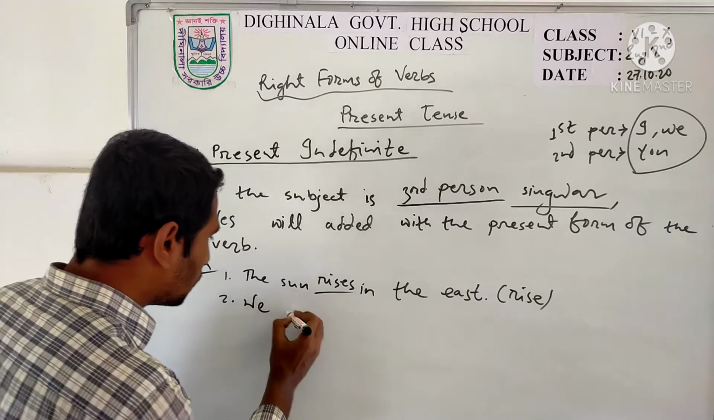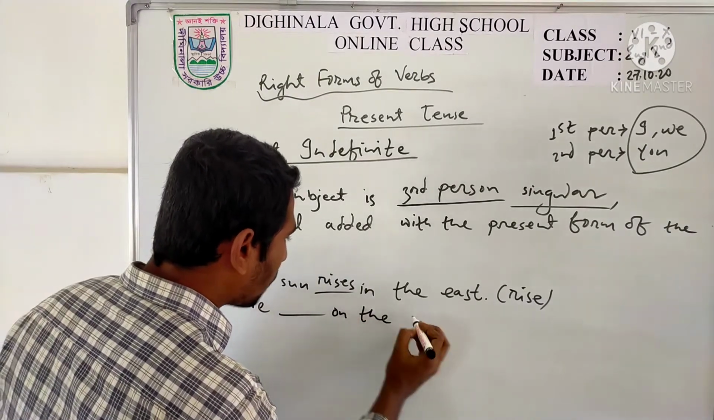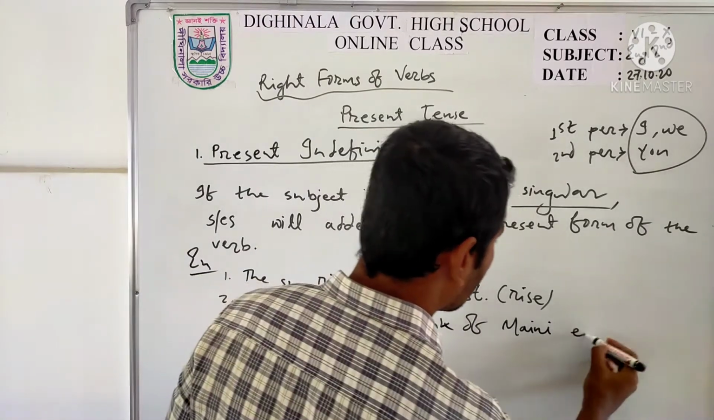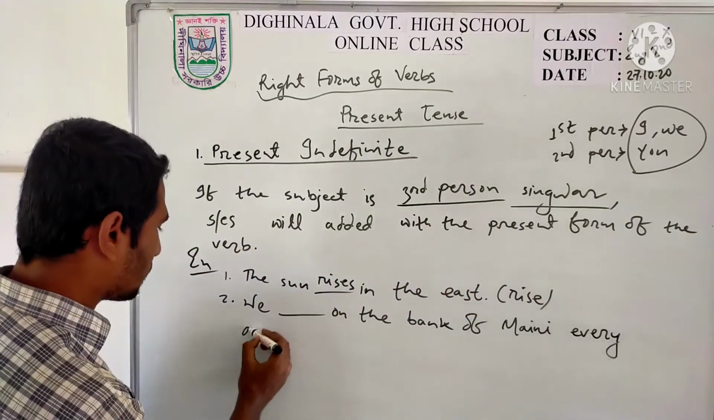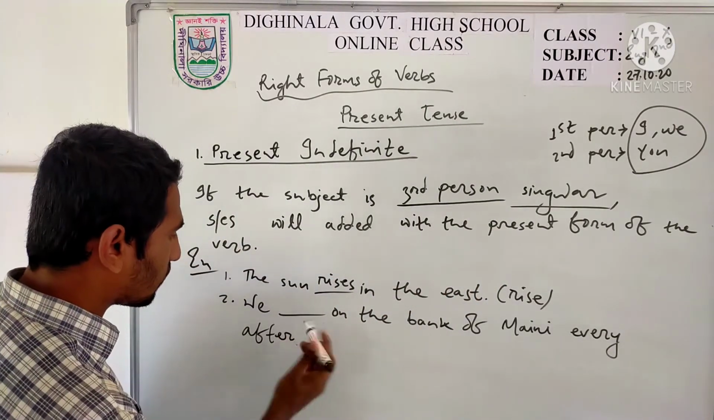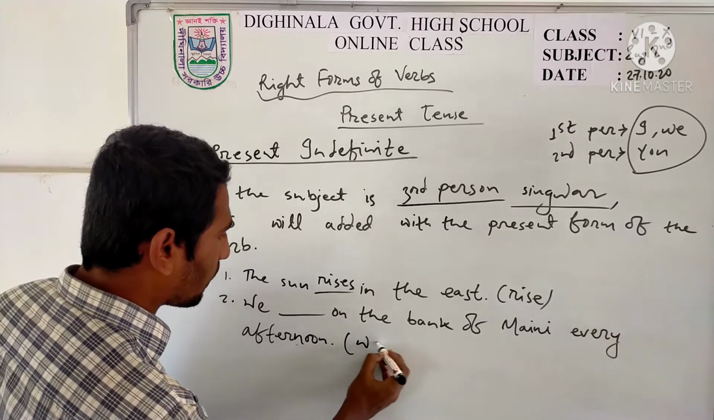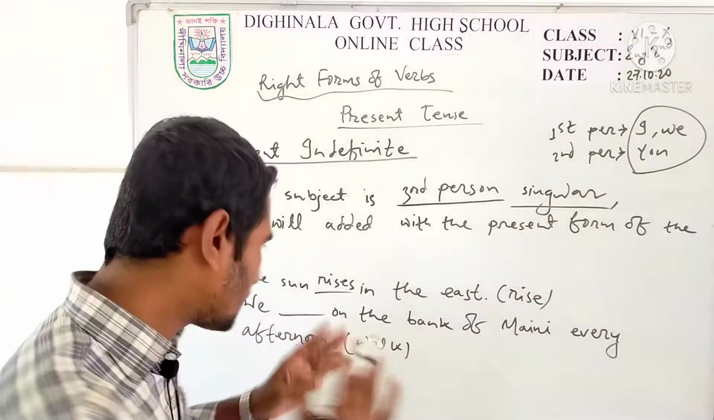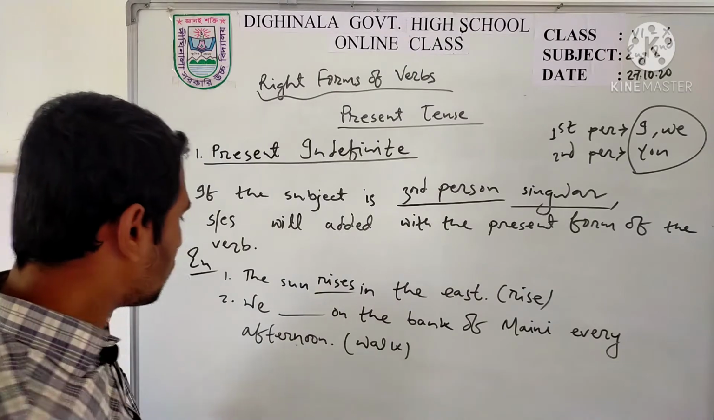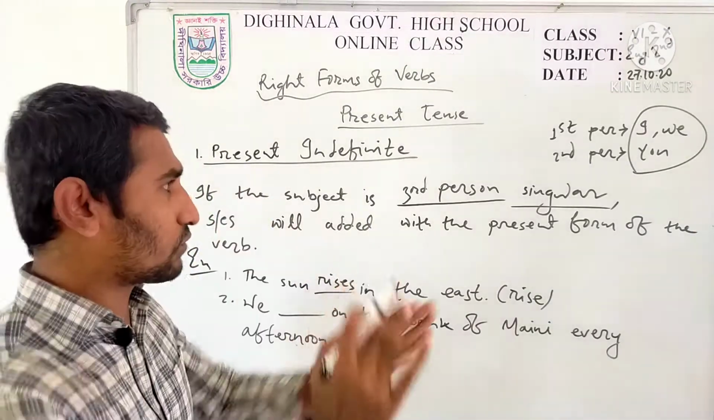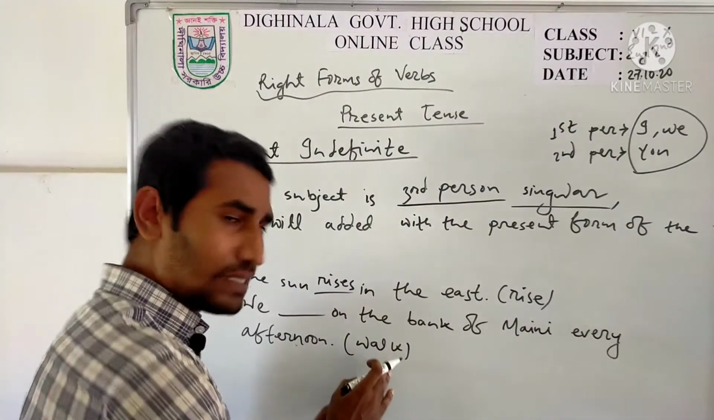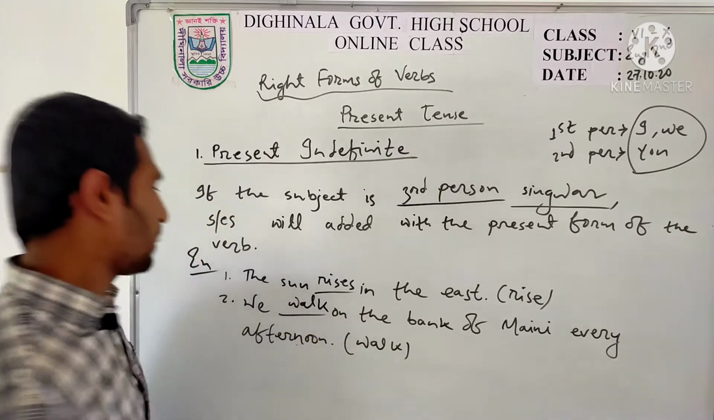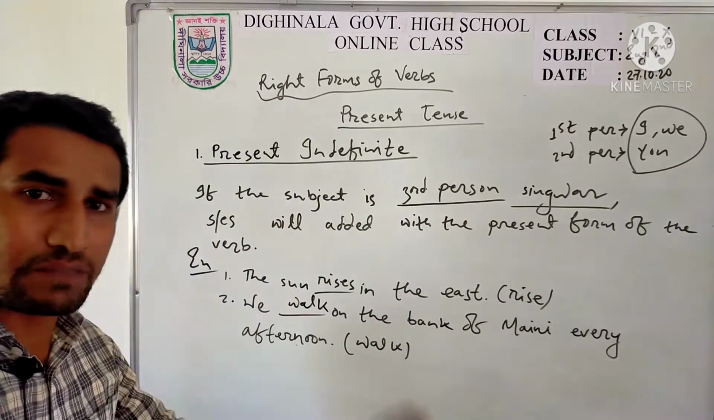Now, we dash on the bank of Maini every afternoon, work. You can see here, this is the example of a habitual fact. Amra protidin bikale Maini nodir tire amra hati. Okay, so here you have to follow one thing, that is we, the first person, it is not third person. So we shouldn't add s or es after work. So we have to put just the present form of work. That is, we work on the bank of Maini every afternoon.